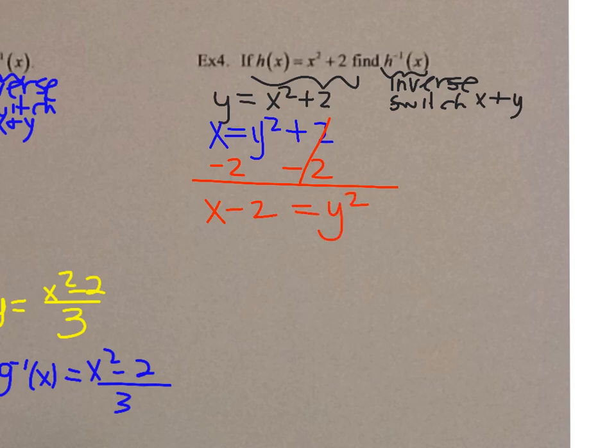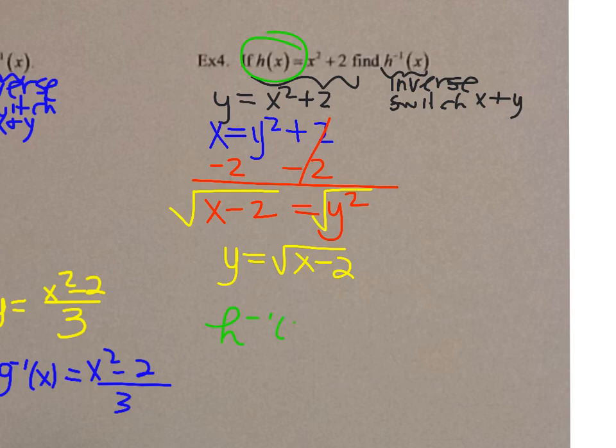Now, how do we get rid of a square? Well, you square root it. So it's y equals the square root of x minus 2. And now just make sure you write it with the proper notation. So it's the inverse of h of x equals the square root of x minus 2.